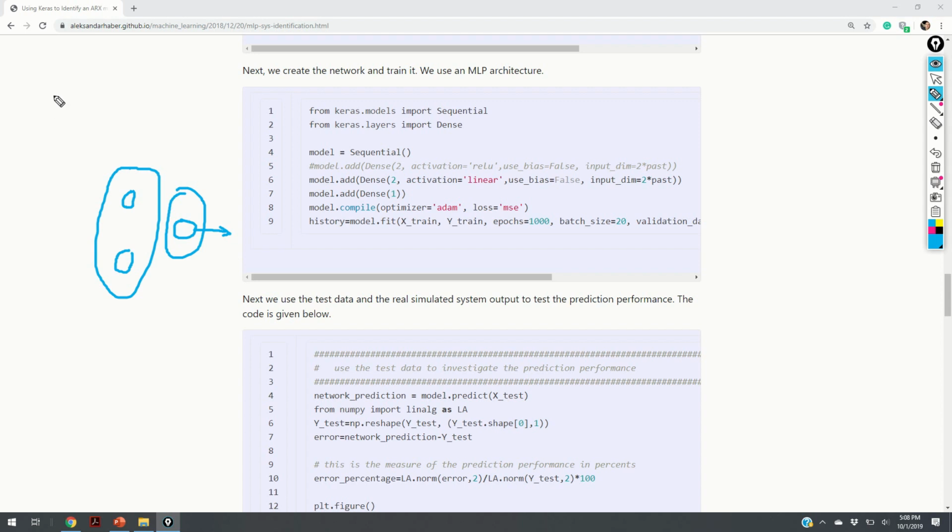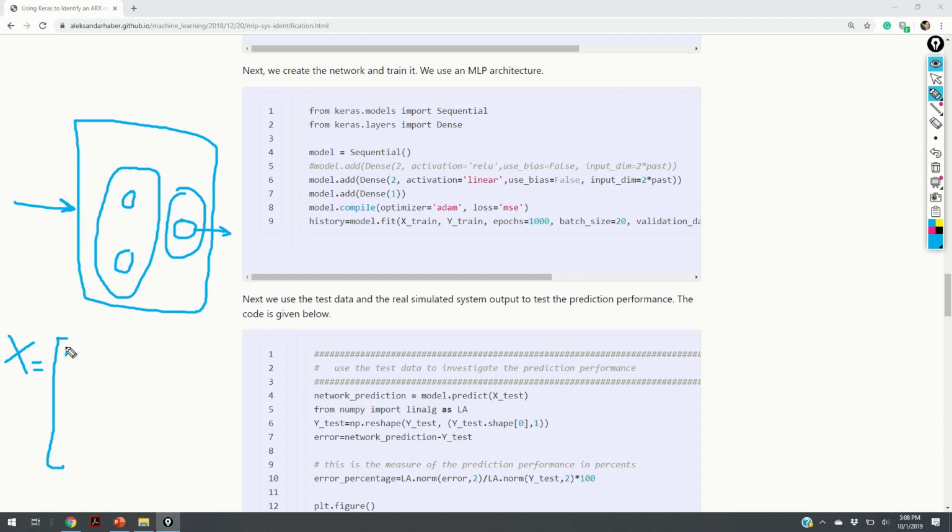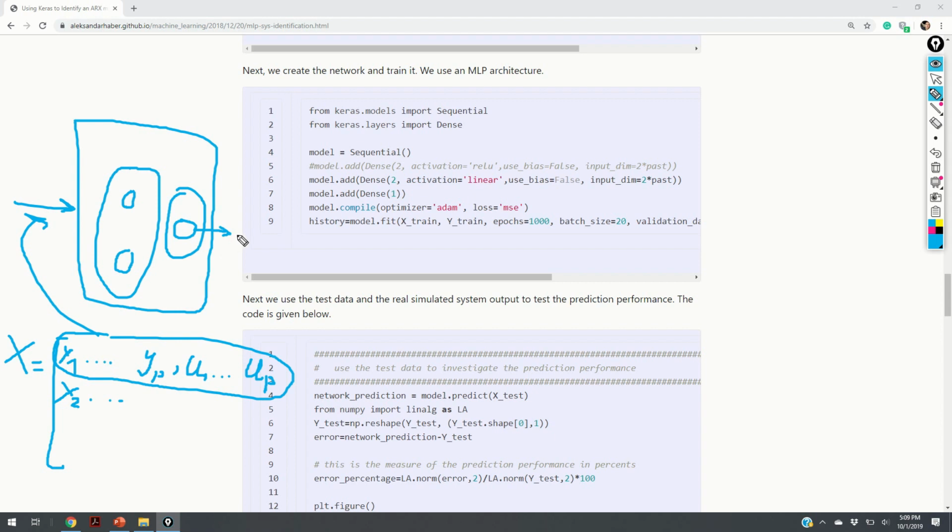And we're going to present to such a neural network every row of the matrix X. And if you remember, the matrix X has the following structure. It starts from Y1 until YP, then it has U1 until UP. And similarly, we define other rows. So this will be an input to the network, and the network should predict YP plus 1.